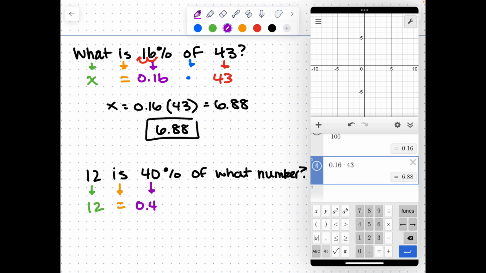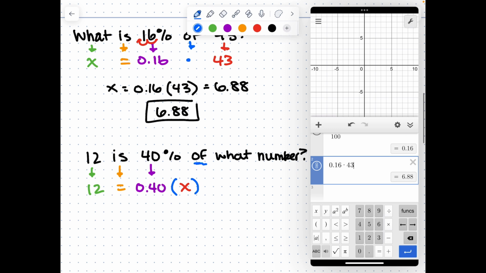We're going to switch it to decimal notation by either dividing on your calculator by 100 or moving the decimal to the left twice. And then here's our of. So we'll get our multiplication in there. And then of what number? The what number, that's our total.